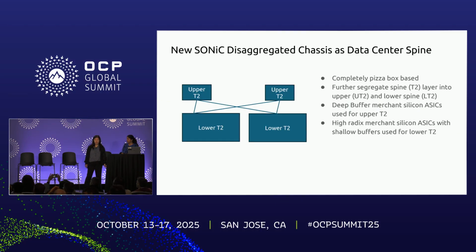The new SONiC Disaggregated Chassis will be only pizza boxes, as I mentioned, and the T2 layer will be split into upper T2 and lower T2. So these 4 boxes here would assemble a SONiC chassis. The upper T2 will be connected to routers outside of the data center, and therefore, typically, deep buffer ASICs will be needed. The lower T2 will be connecting to T1 devices, and therefore, high radix ASICs will be needed. But in this layer, no deep buffer ASICs will be needed.